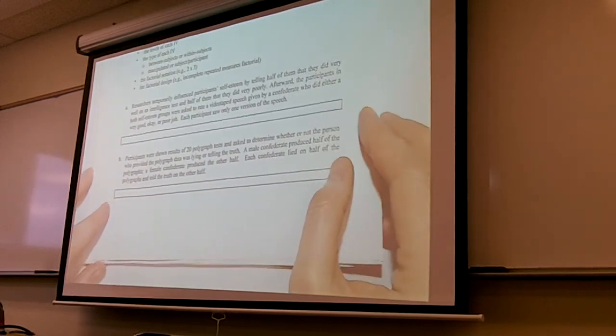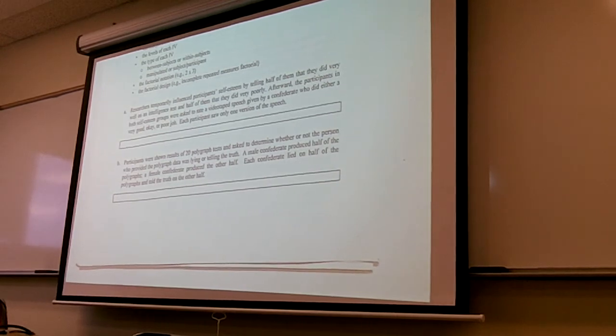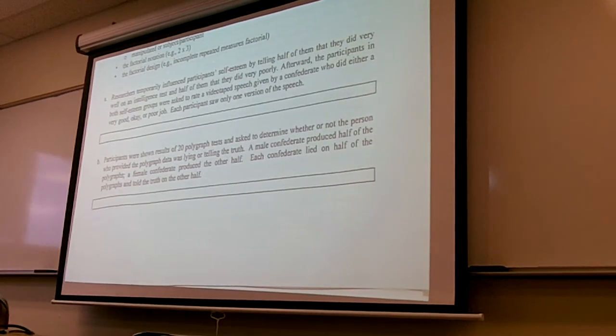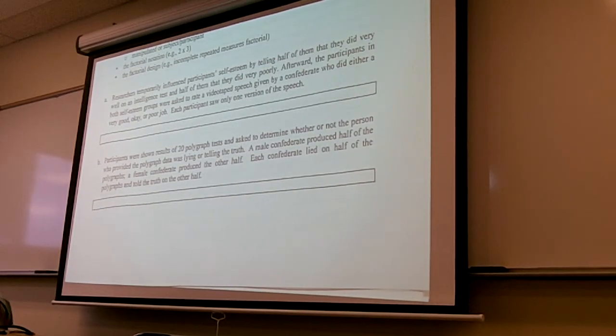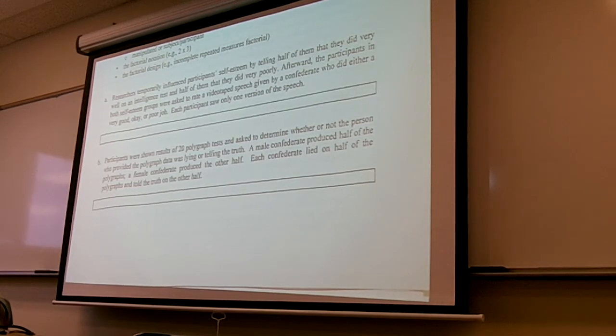Let's look at the first one. Because this is it, right? I mean, you have to be able to tell from the description what kind of study it is. So, it says, researchers temporarily influence participants' self-esteem by telling half of them that they did very well on an intelligence test, and half of them that they did very poorly. Researchers are so mean. Afterward, the participants in both self-esteem groups were asked to rate a videotaped speech given by a Confederate who did either a very good, okay, or poor job. Each participant saw only one version of the speech.